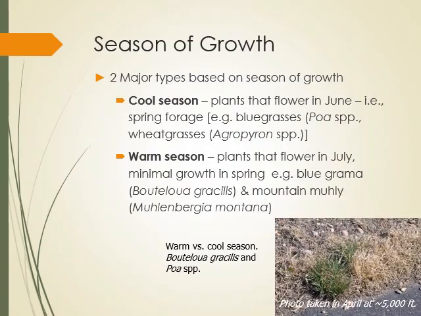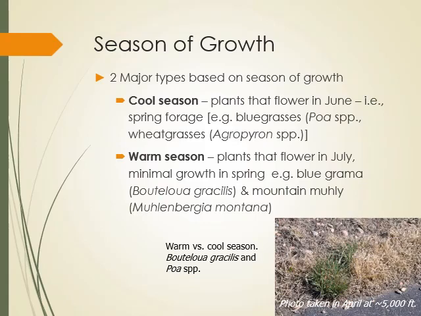Here's another component of understanding grasses and forbs and understanding rangelands. There's two different seasons of growth. We have these two major types: cool season grasses and forbs and warm season grasses and forbs. So the cool season grasses are plants that flower in June, in other words, flower early, and provide spring forage, such as bluegrasses and wheatgrasses. And then warm season plants are the ones that flower later, such as in July, so what you'd call mid to late summer. And they have minimal growth in spring. The plant, of course, is still alive, but it's just alive below ground.